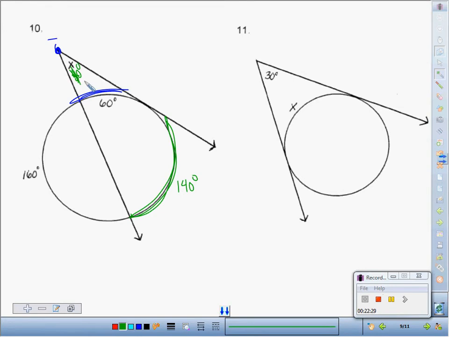Groovy? Okay, in number 11, this is where I need you to wake up and pay close attention because it's kind of tricky. First, where's the vertex? Outside. Means you want to subtract. This is the green arc, which they call x. Here's the red arc. I don't know either one. I do know this angle. The question is, how much does the red arc measure?